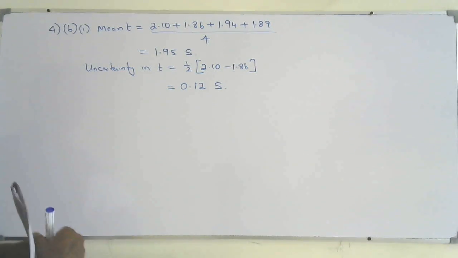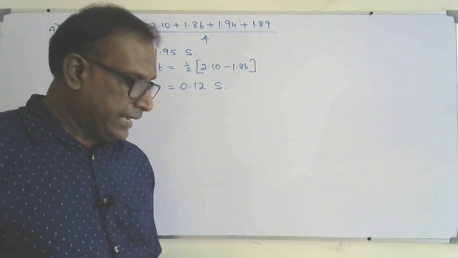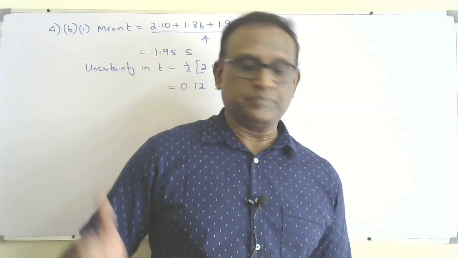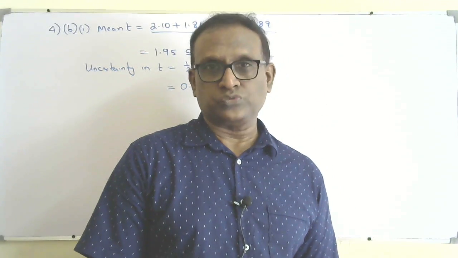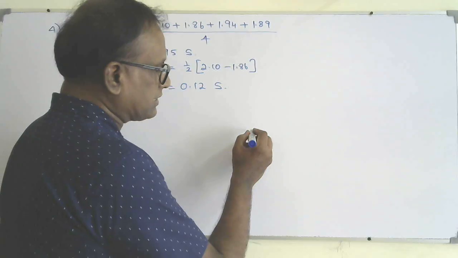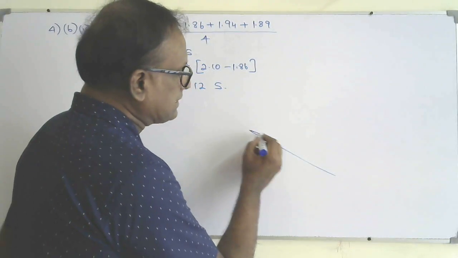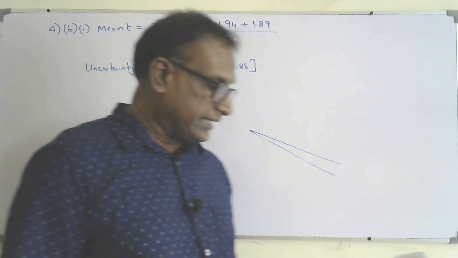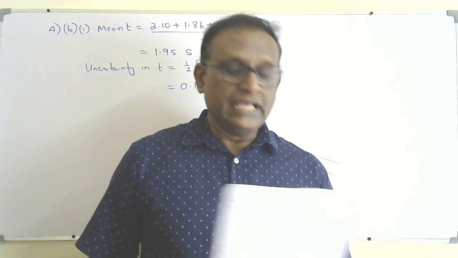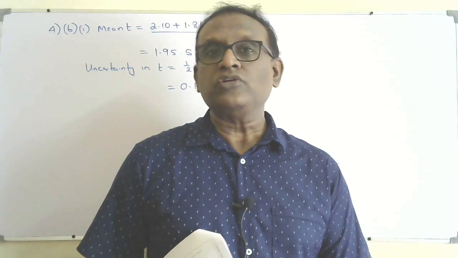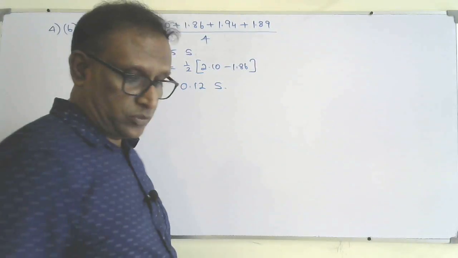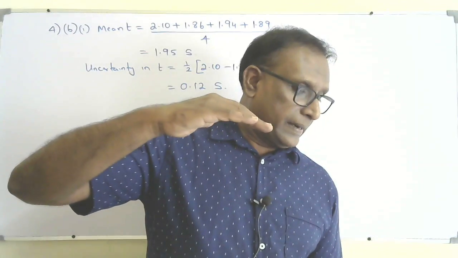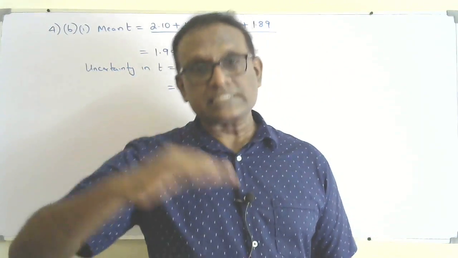Okay, so B part, second part: the student made the ramp less steep by reducing the value of H1. Initially it was like this, now he's making it less steep. What's the advantage? Explain how this might improve the measurement of T. So when you are reducing the slope, if it is not steep, what will happen?